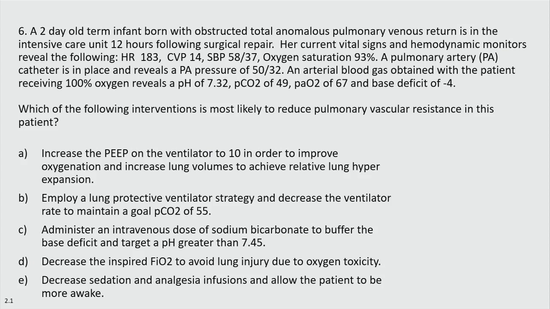Option C, administer an intravenous dose of sodium bicarb to buffer the base deficit and target a pH greater than 7.45. D, decrease the inspired FiO2 to avoid lung injury due to oxygen toxicity. And option E, decrease the sedation and analgesia infusions to allow for the patient to be more awake. So which of the following interventions in this patient with high pulmonary pressures is most likely to reduce PVR? Please choose your answer.